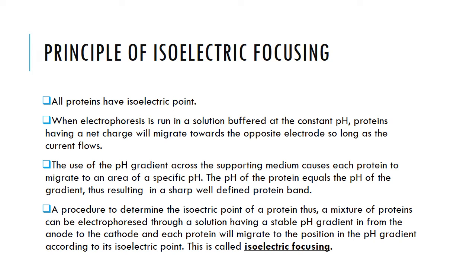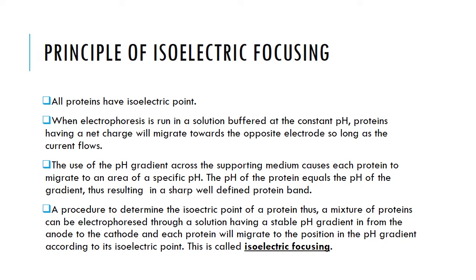So when we want to determine the isoelectric point of a protein, we get a mixture of proteins and electrophorese that mixture. We are going to see the solution having a stable pH gradient between the anode and the cathode, and each protein will start migrating to the position in the pH gradient according to its isoelectric point.